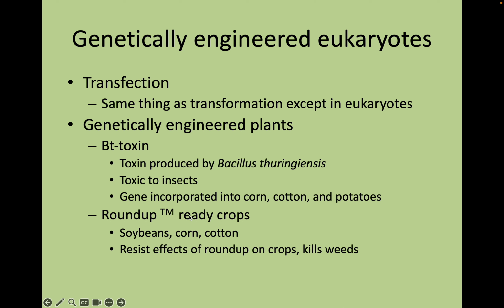We also have Roundup-ready crops, right? Soybean, corn, cotton, and they resist the effect of Roundup. So if a farmer grows a field of Roundup-ready soybeans, they can spray their field with Roundup. Roundup should kill the weeds, but leave the Roundup-resistant soybeans untouched.